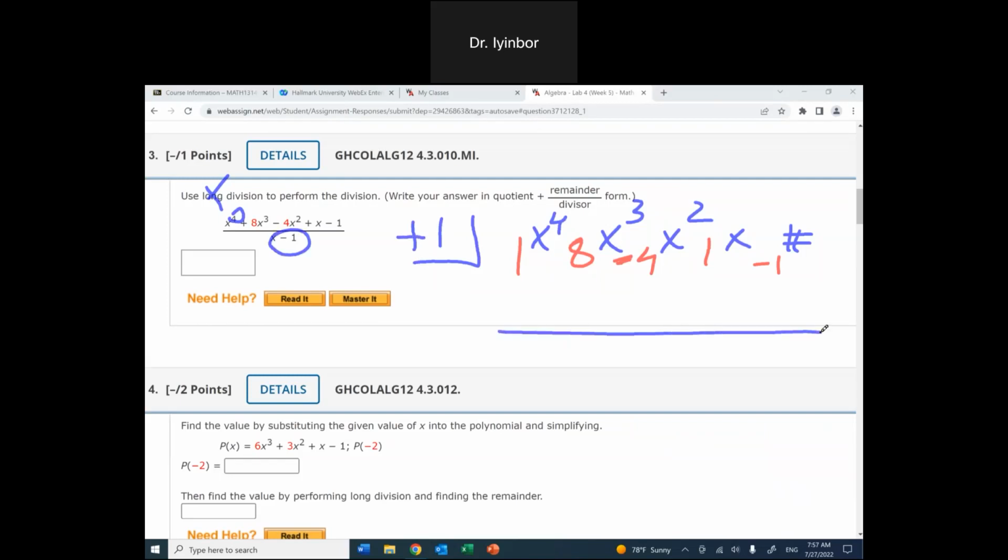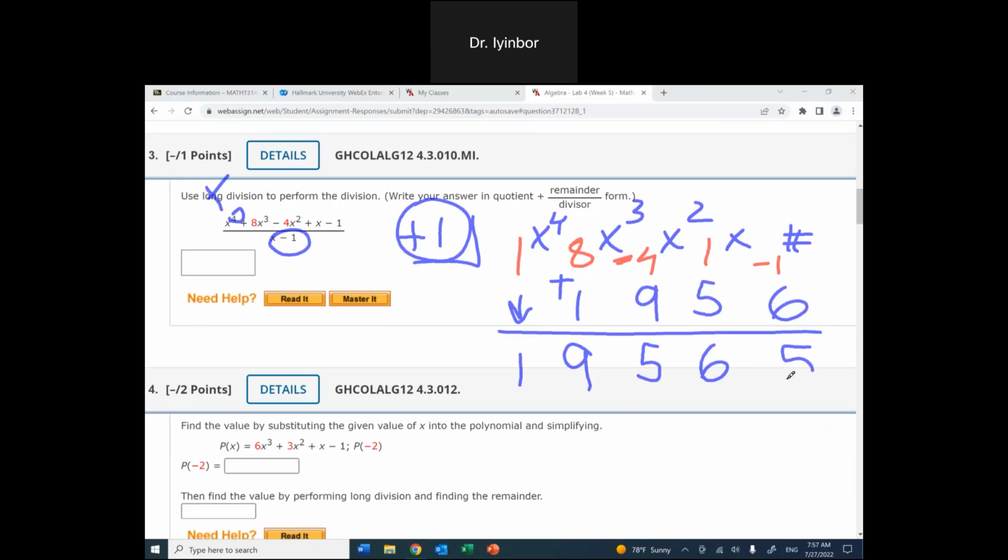How do you do that? The first number, you drop it down, 1, then you multiply the 1 down by the 1 in front and write it here, and then you add it with 8. 1 plus 8 is 9, and then you repeat that till you finish the table. So multiply 9 times 1 is 9, minus 4 is 5, 5 times 1 is 5, plus 1 gives me 6, 6 times 1 is 6, minus 1 is 5.